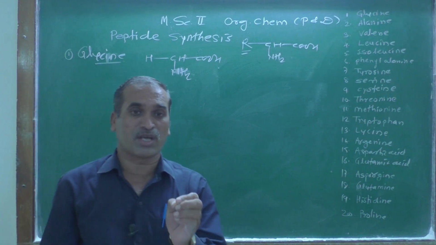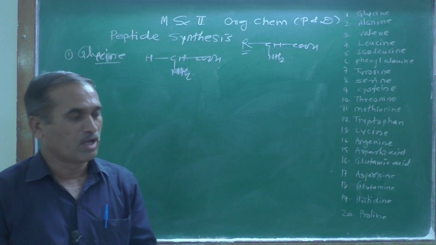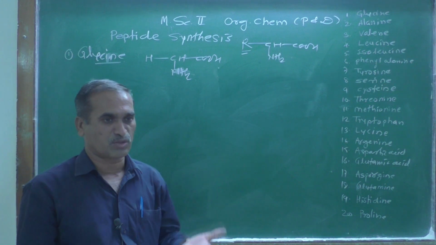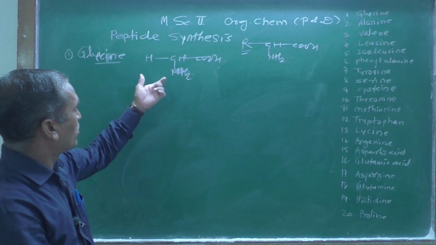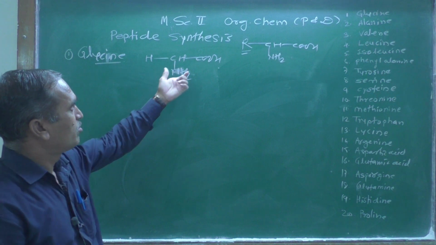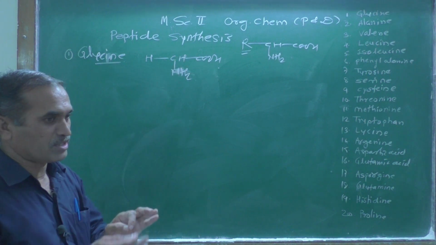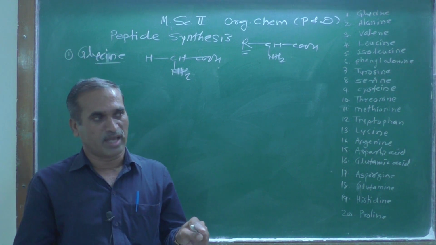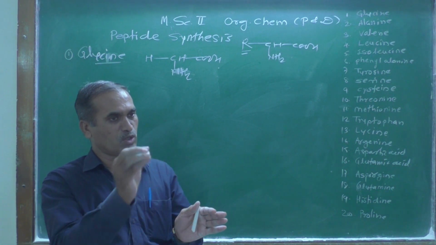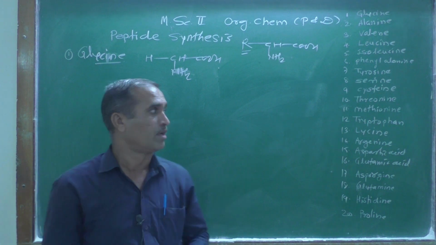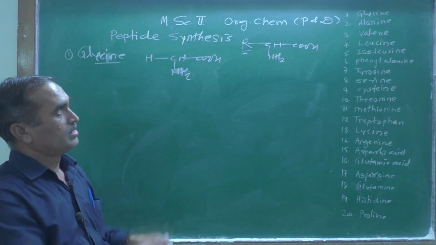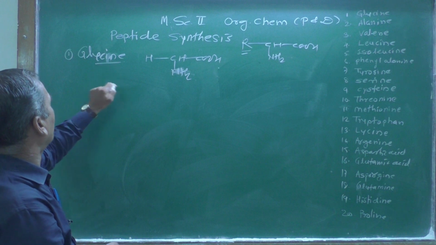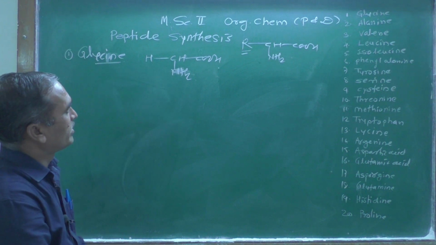This is the structure of glycine, and glycine is soluble in water. Most of the amino acids are soluble in water because they are polar in nature. As we know, there is a proverb: like dissolves like, polar dissolves in polar, non-polar dissolves in non-polar. Therefore most of the amino acids are soluble. So glycine is soluble in water.